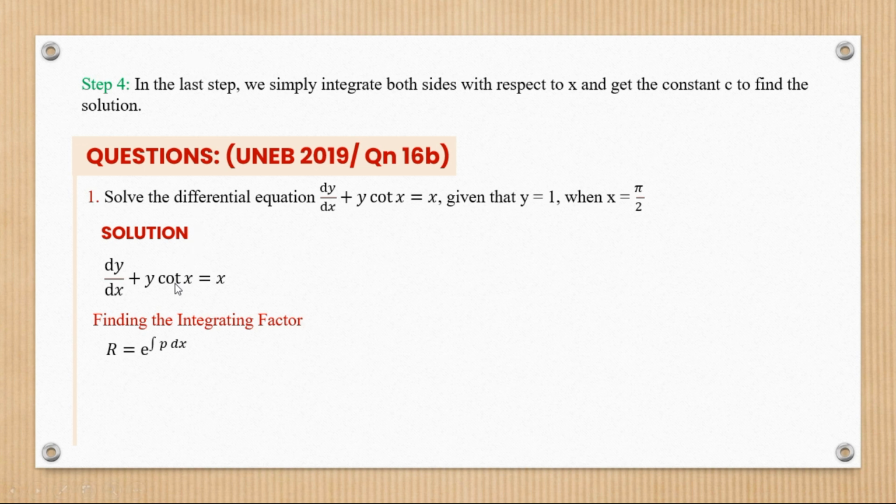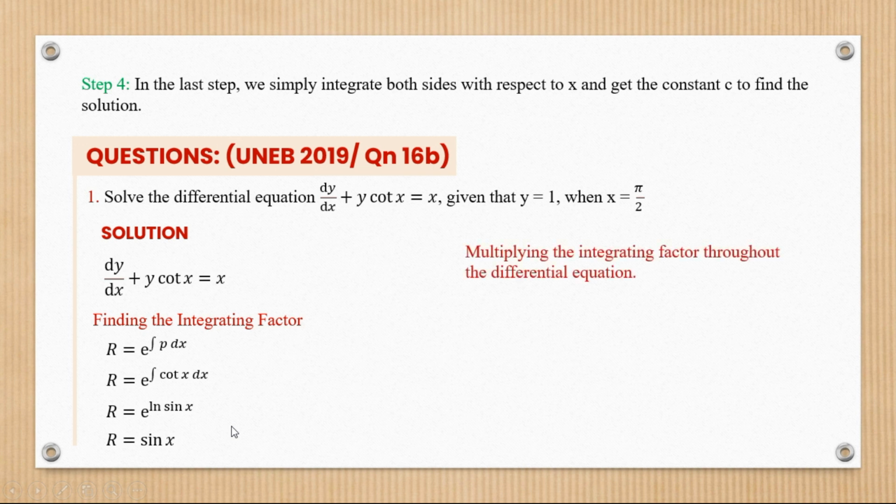So what is our value of p? This is y, so that means the value of p must be equal to cot x. So we're going to place cot x there. What is the integral of cot x? The integral of cot x should be equal to ln sin x. So we now have r equal to e to the power ln sin x, of which we know that an e cancels out a ln. So we'll be left with r is equal to sin x.